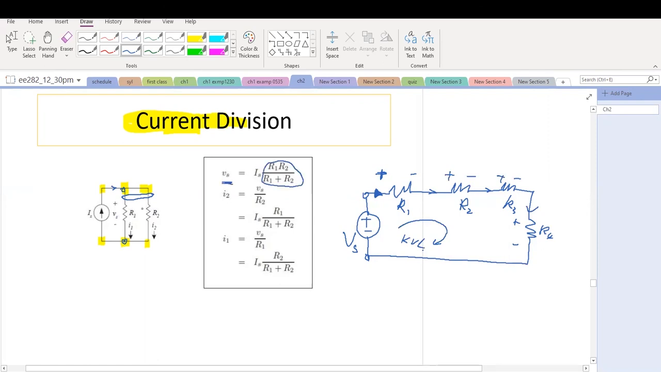If we know Vs already, what's the current I1? I1 equals Vs divided by R1, and I2 equals Vs divided by R2. So we plug it in and we can see what I2 is. I2 equals R1 divided by R1 plus R2, multiplied by IS. IS is the current flowing into this node, which is connected to R1 and R2 in parallel. And I1 equals IS times R2 divided by R1 plus R2.